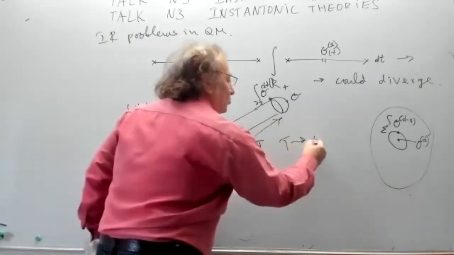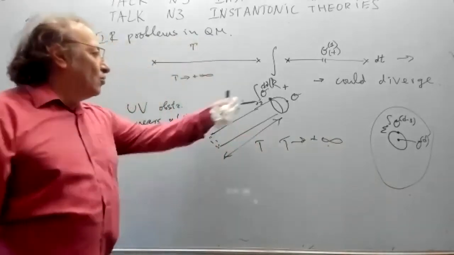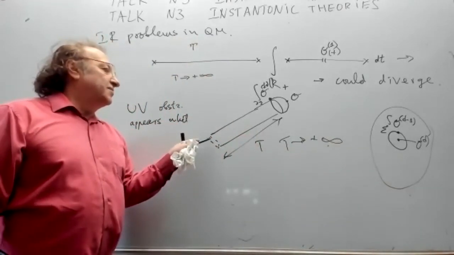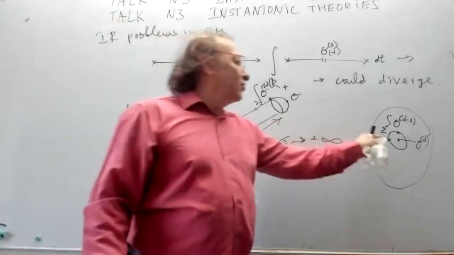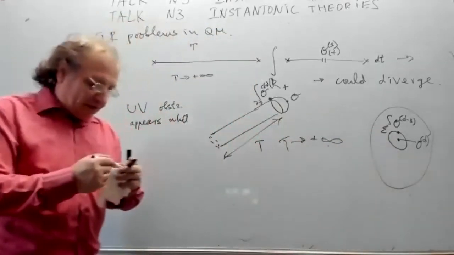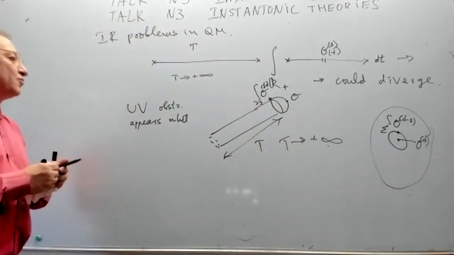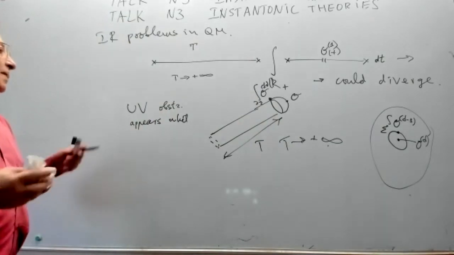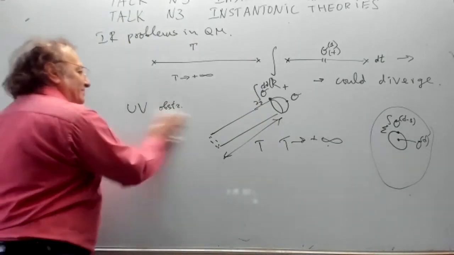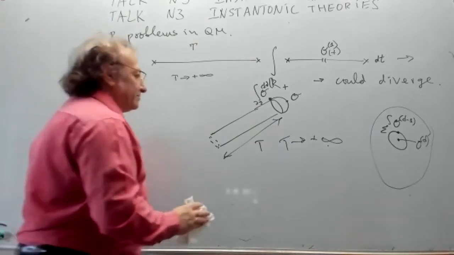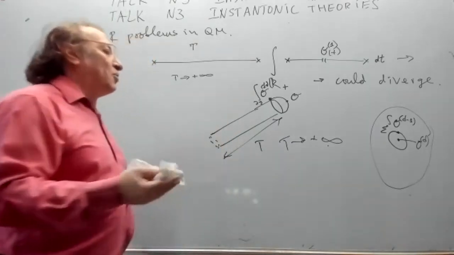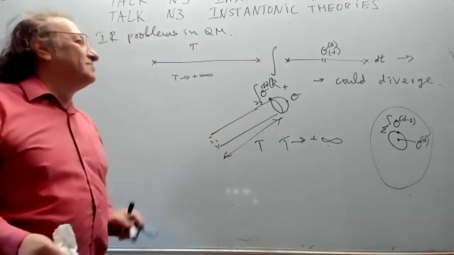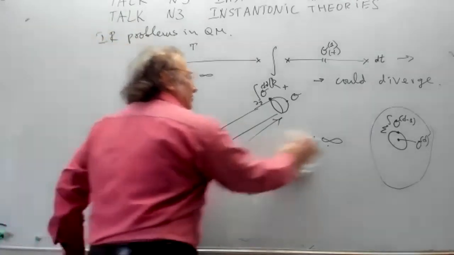Well, this time go to infinity. So what looks like infrared in conformal theory is exactly the same as ultraviolet. So it's a peculiarity of two-dimensional conformal field theory. Okay. Later, when we study theories, we will develop this further.